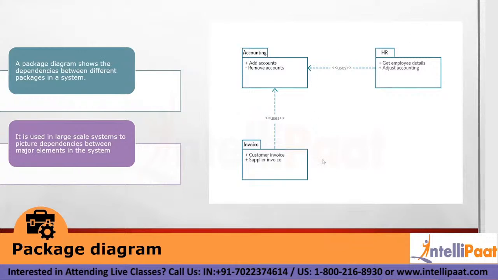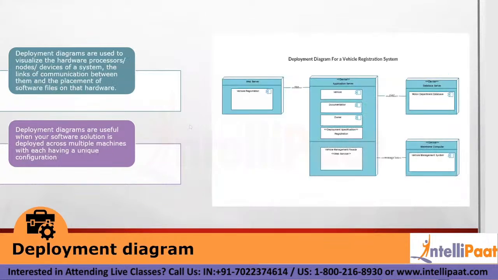But also think that there are three individual independent systems. Accounting has its own system, HR has its own system, and the third party customer supplier interactions, that invoice generation, that's a separate system. How are these three systems integrated or interacting with each other? HR is integrated with accounting for employees. Invoice system is integrated with accounting when it comes to customers and suppliers. So you just get a very high level, macro level view of multiple systems in a large scale environment and their interactions. The next one is called deployment diagram.